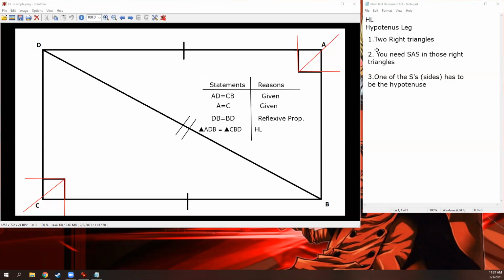But HL is just these three strict criteria: two right triangles, you need SAS in those right triangles, and one of the S's has to be the hypotenuse. If any of those aren't there, it's not HL. So if you get to the third step, if you have two right triangles and you have side angle side, you have two sides and one angle equal, but one of those sides isn't the hypotenuse, well then it's SAS. You already proved that.